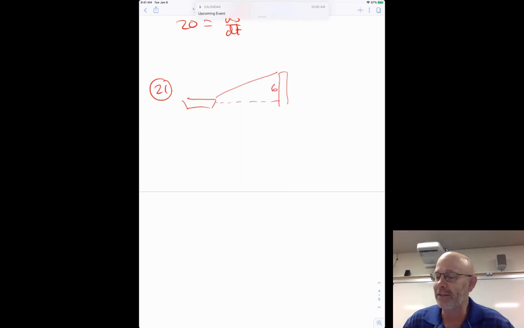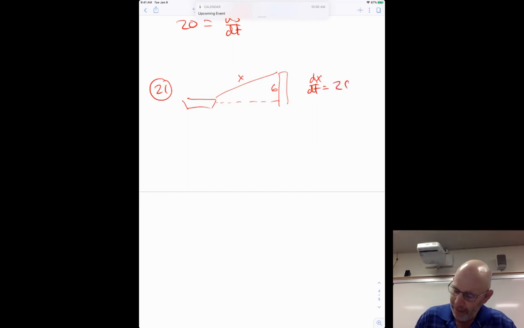That distance is 6. So we got a dinghy is pulled toward a dock by a rope from the bow through a ring on the dock 6 feet above the bow. The rope is hauled in. So let's just call that X. So the rope is hauled in at a rate of, rope is hauled at 2 feet per second.